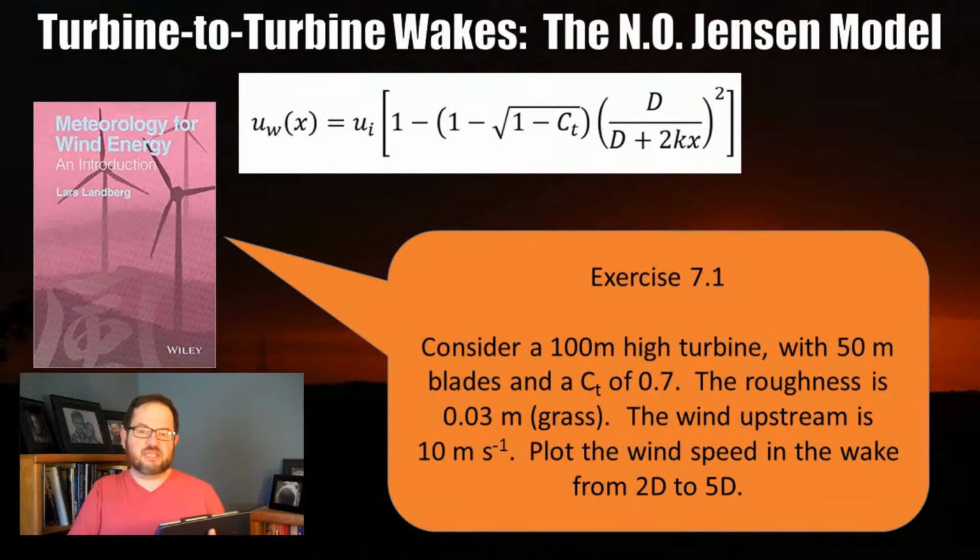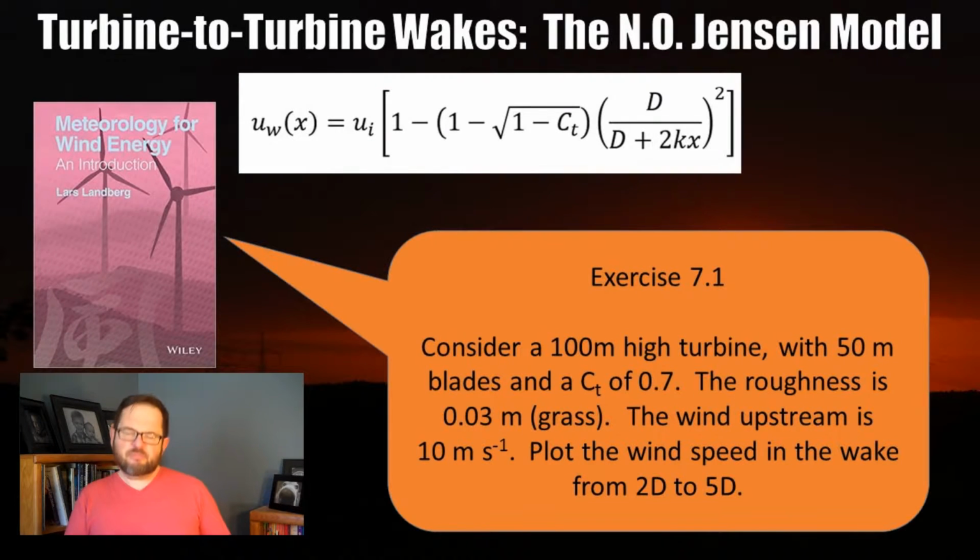The roughness of the area, the aerodynamic roughness length, will be 3 centimeters. That happens to correspond to grassy surfaces. And the wind upstream, that U_I, is going to be 10 meters per second. Now, what the problem asks you to do is to draw a graph of what the wind speed inside the wake is going to be from a distance of 2D to 5D, where D, remember, is the diameter of the rotor. So if the radius is 50, D is 100, so we're going from 200 to 500 meters downwind.